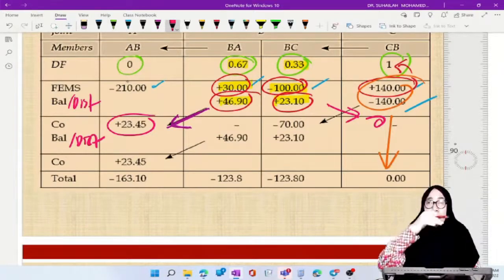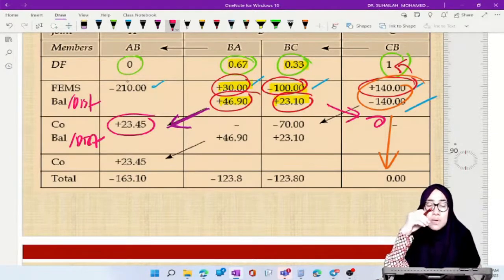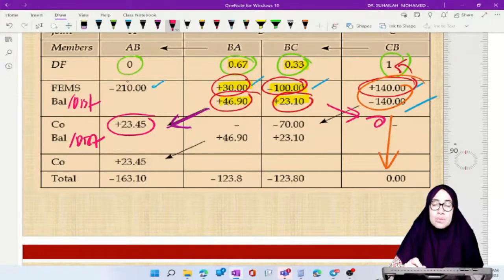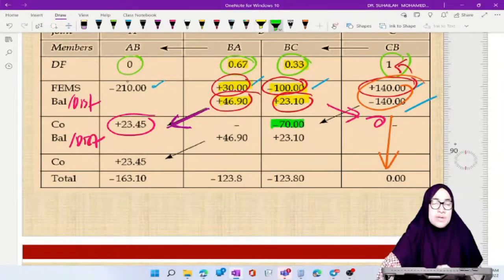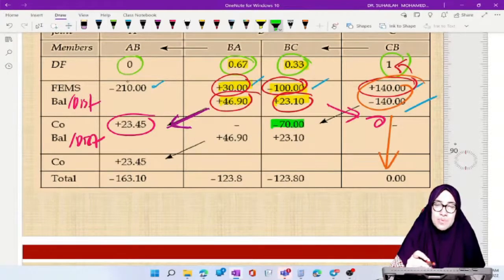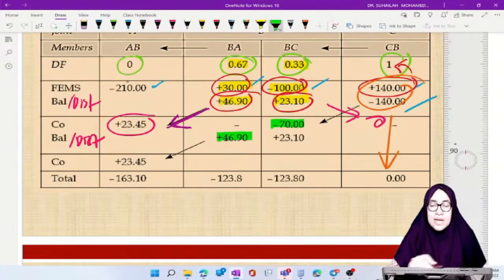Okay, now we want to distribute. The value we get from this is 70. The joint moment is positive, so this 70 we multiply by 0.67. We get 46.9 and 23.10.